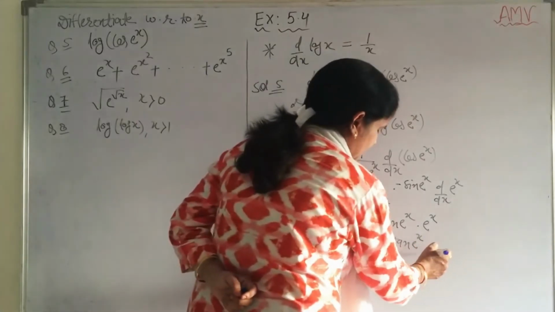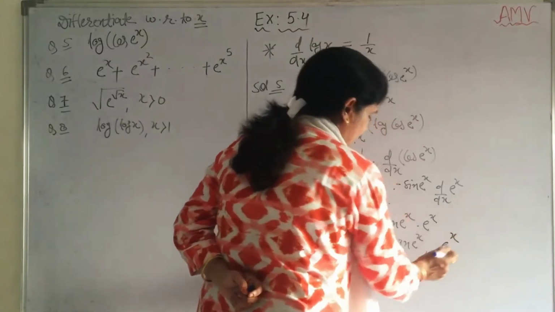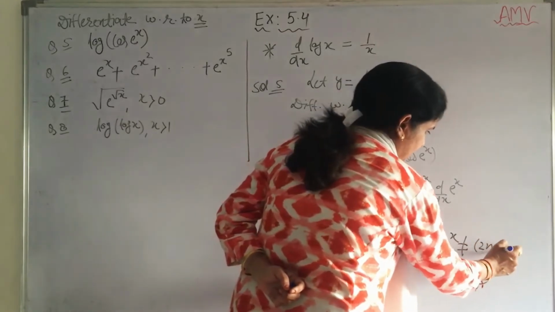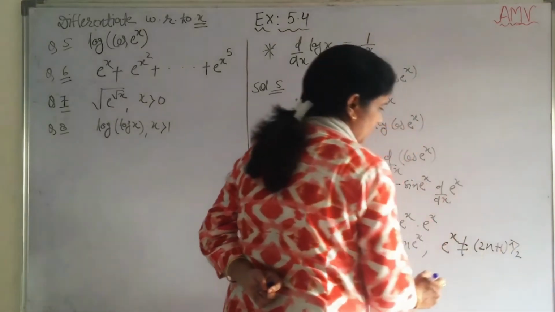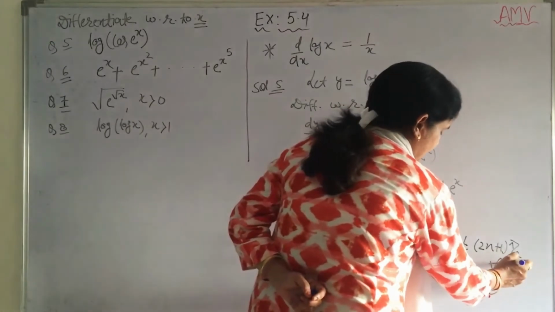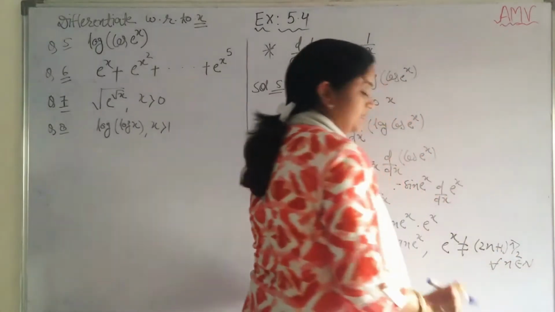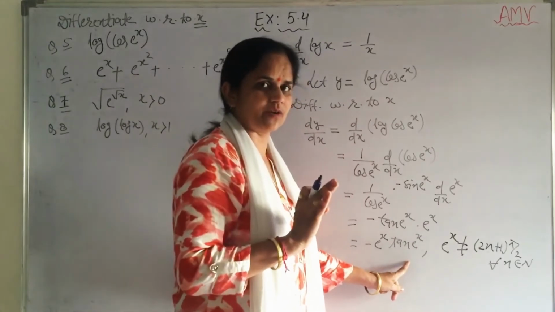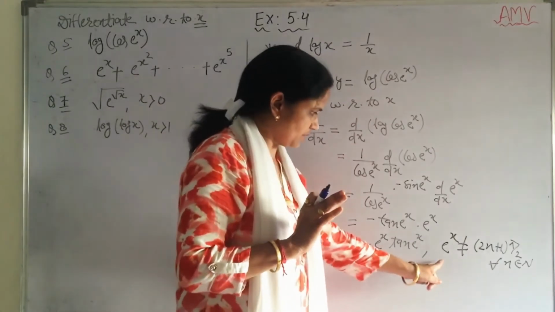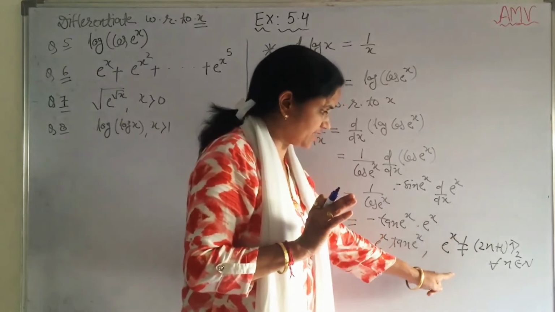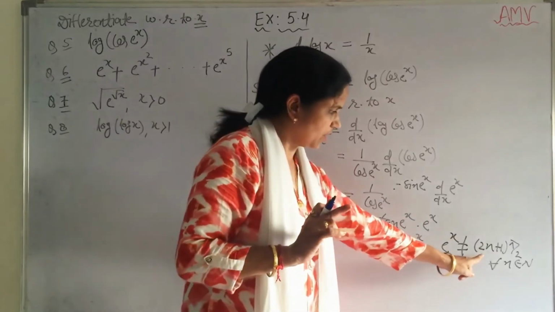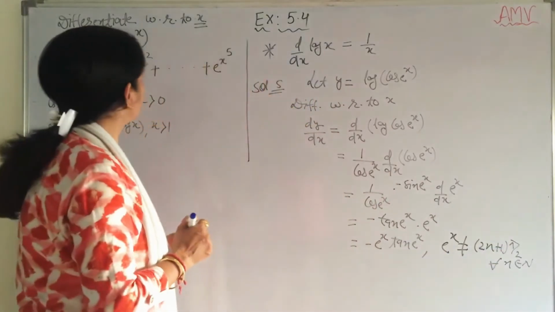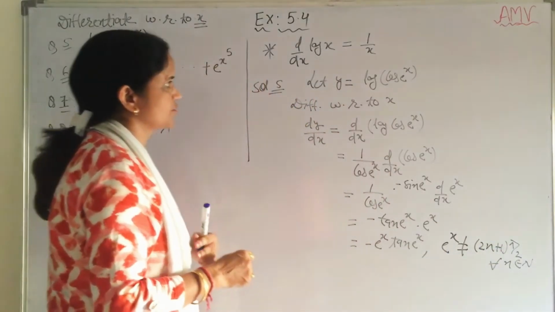Here students, you have to write e raised to x is not equal to (2n plus 1) pi by 2, for all n belonging to N, since tan pi by 2 is undefined, infinity. So we have to write here that e raised to x is not equal to (2n plus 1) pi by 2. Now move on to the next question.